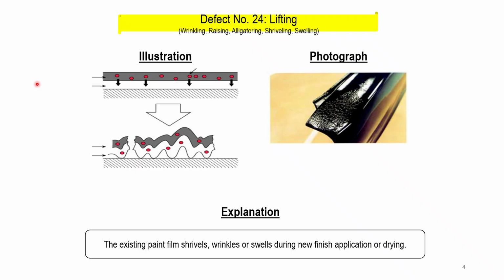Here is the illustration of paint lifting defect and, of course, photograph too. Its explanation in simple terms is this: existing paint film shrivels, wrinkles, or swells during new finish application or drying.